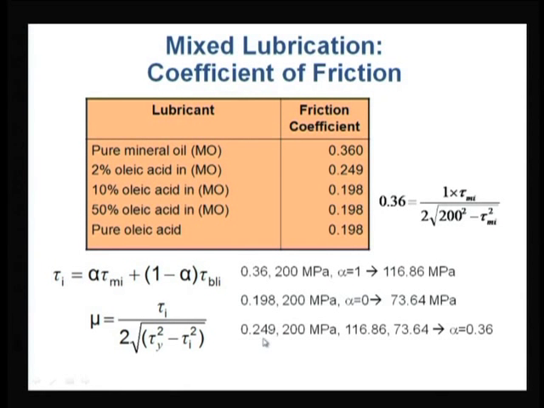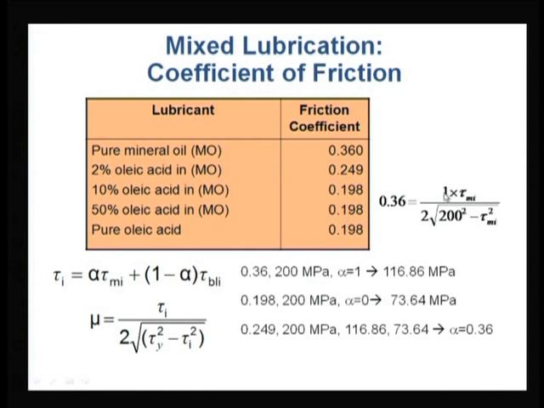In this case, the 0.249 is the coefficient of friction, and 200 megapascal is the shear strength of metal. When we use this relation, we are able to find alpha, and we can go ahead with the reverse side. We can find tau I, substitute tau I; we know tau m I, we know tau B L I, so I can find out what alpha will be.